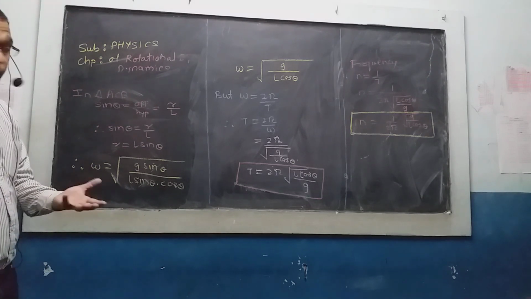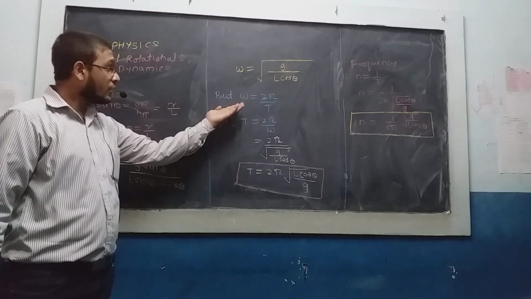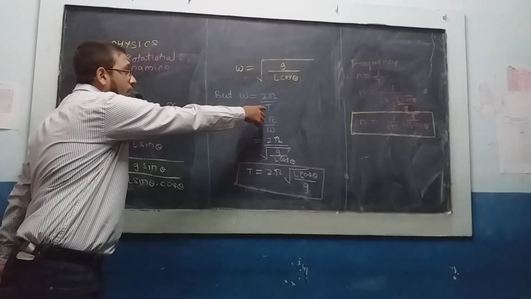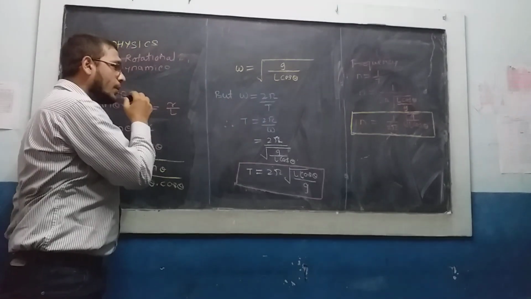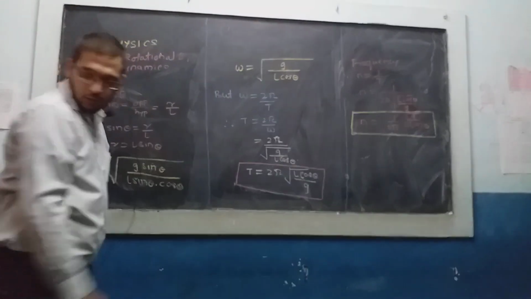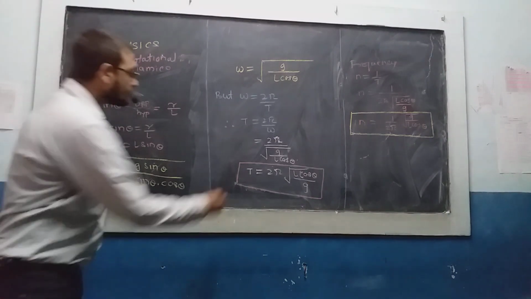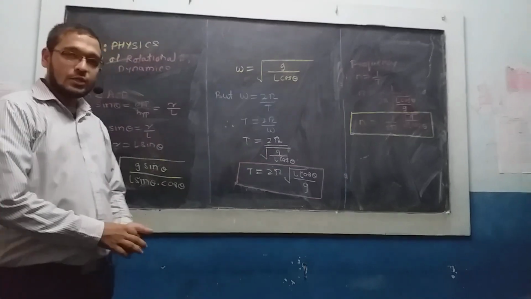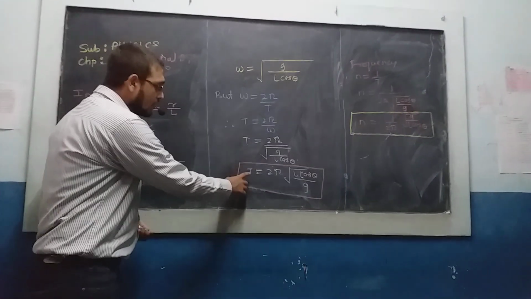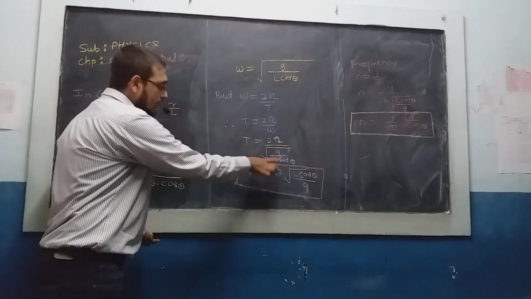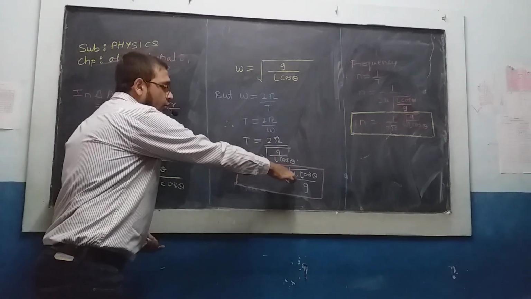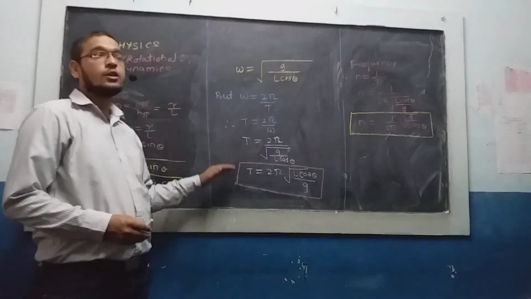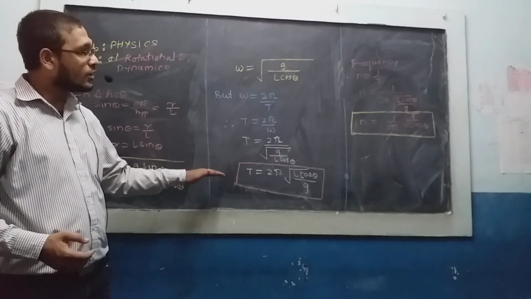But we have studied the formula of angular velocity. What is the formula of angular velocity? 2 pi upon T. Okay. So what is T? If you take T this side, we get T is equal to 2 pi upon omega. So if you put here, then what we get? T is equal to 2 pi upon the value of omega, under root of g upon L cos theta. So T is equal to 2 pi, if you invert it, then we get under root of L cos theta upon g. This is the formula for time period of a conical pendulum.